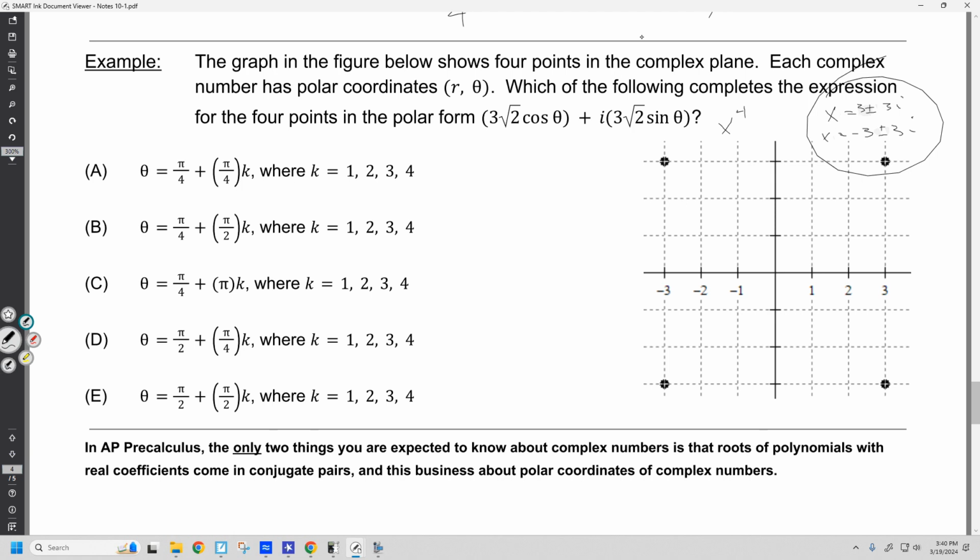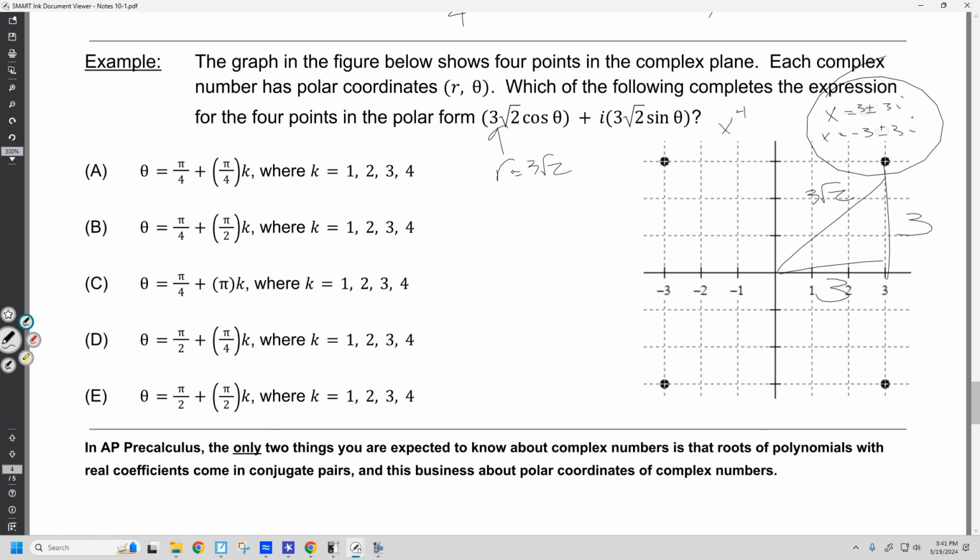Now, here's how you're tested on it. All 4 of these points can be listed off as 3 root 2 cosine of theta plus i times 3 root 2 sine of theta. Now, obviously, if you've paid attention, which some of you have, you realize that if this is 3 and this is 3, this is 3 root 2. They're already telling me my r is 3 root 2. That's already given to us.